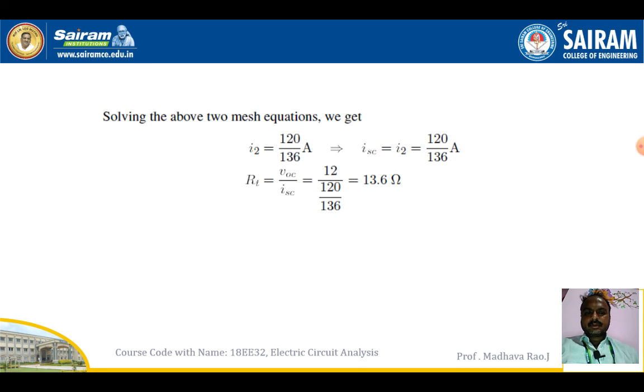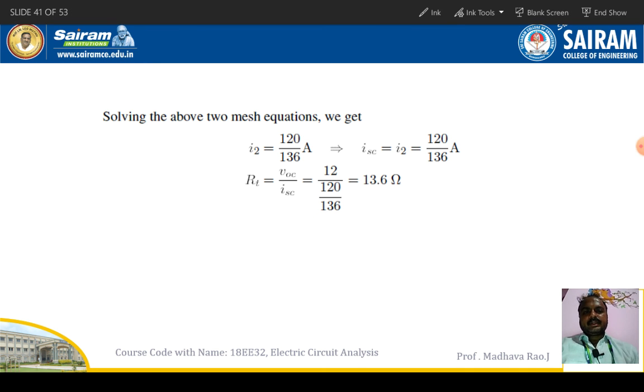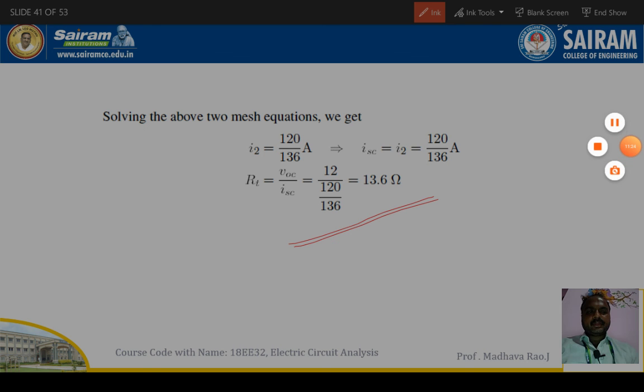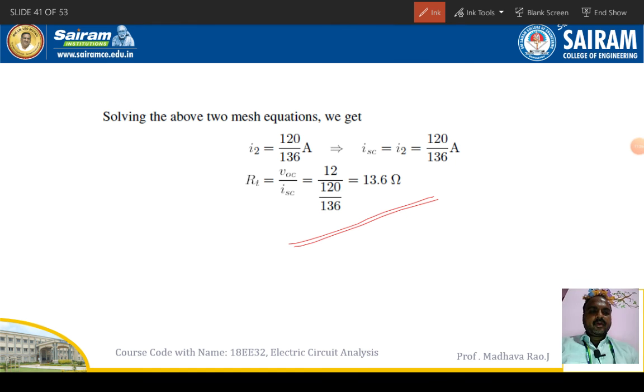Find out the RT. RT is equal to 13.6 ohm. Okay. So these are the problems based on superposition and Thevenin's theorem. Okay.